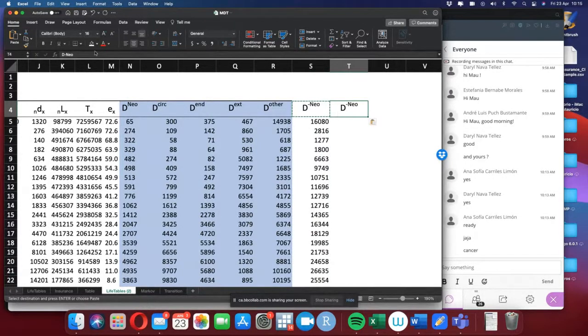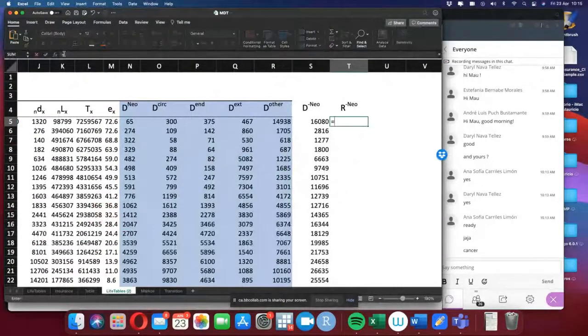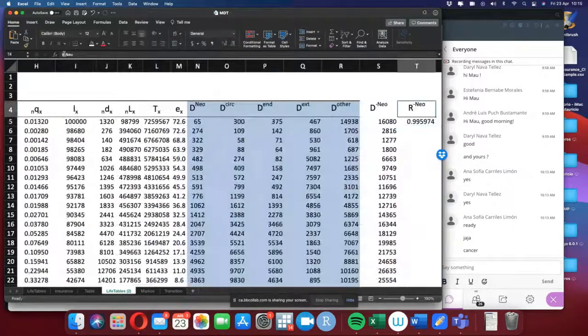Now let's estimate the factor of the ratio that we are going to use. So just following this, since what we did was the thing that I have in the numerator, I'm just going to get this divided by the total number of deaths that I have somewhere here. Okay.